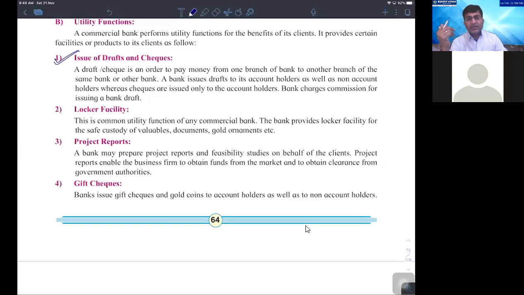A draft or check is an order to pay money from one branch of a bank to another branch of the same or another bank. A bank issues drafts to its account holders as well as non-account holders, whereas checks are issued only to account holders. The bank charges commission for issuing the bank draft. Checks जब आपको issue होते हैं तो उस समय पे वो कोई भी commission charge नहीं करते हैं because they levy separate annual maintenance charges. इसलिए वो आपको चेकबुक के लिए किसी भी तरह का पैसा नहीं लगाते हैं.